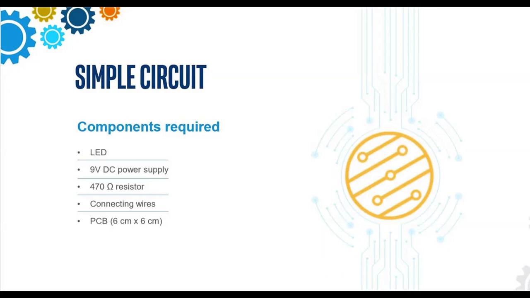If we are going to design the simplest circuit, we require an LED to glow, that is, to turn on and off. Then we require a 9 volt DC power supply. In between, we require a 470 ohm resistor, connecting wires, and a PCB. These are the basic requirements to design a simple circuit.